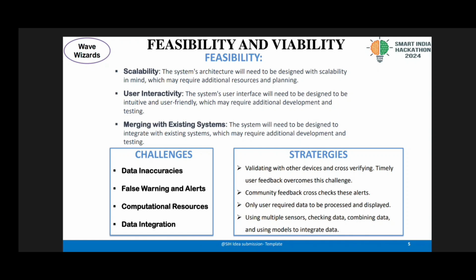Now, challenges and strategies to overcome those challenges. First challenge is data inaccuracy. Sometimes the data collected by sensors might not be accurate. So, validation and feedback. To ensure data accuracy, the system can compare readings from different sensors or ask users for feedback.